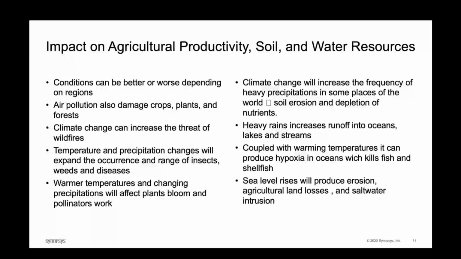So do not forget that we need the pollinator. We need the pollinator to have food. Without the pollinator, without the bees, there is no food.